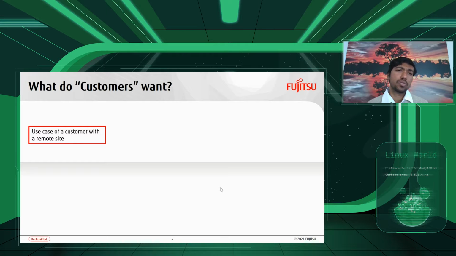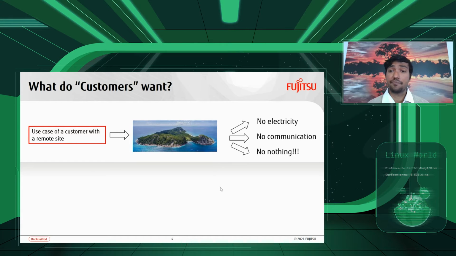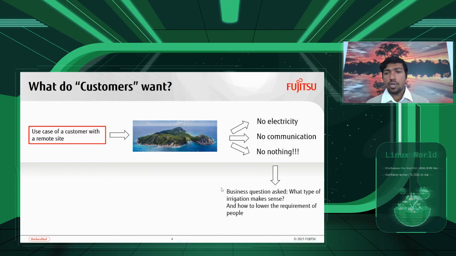So let's take a use case here to understand what it is that customers really want. In this particular case, let's consider a remote site. I don't know, maybe something like a remote island way out there. And on this island, we have no electricity, no communication, no nothing. Now, the business question to ask here is, what is the type of irrigation that the customer needs to do to maximize his yield?